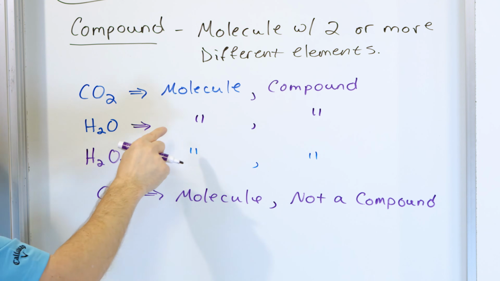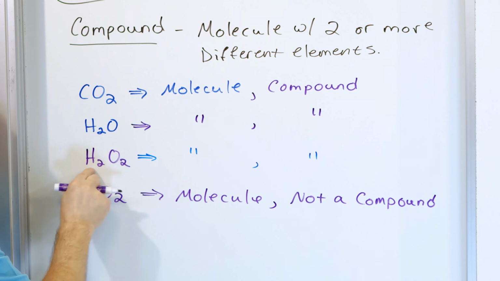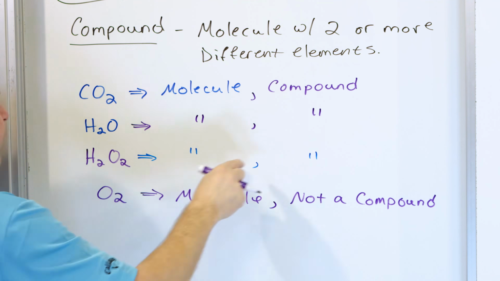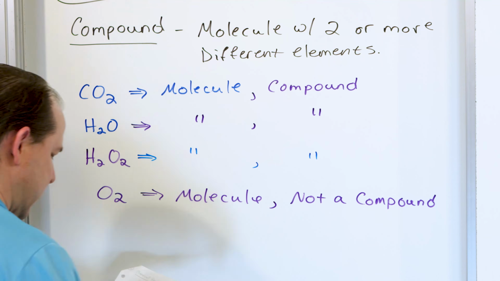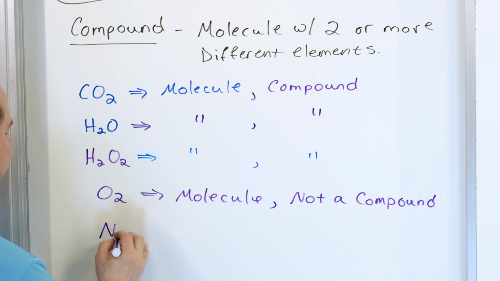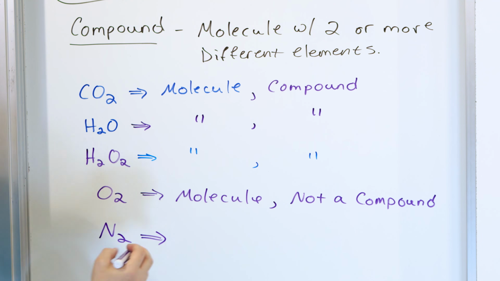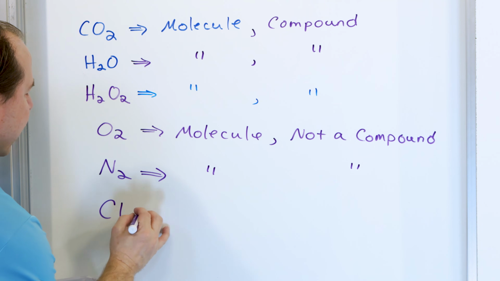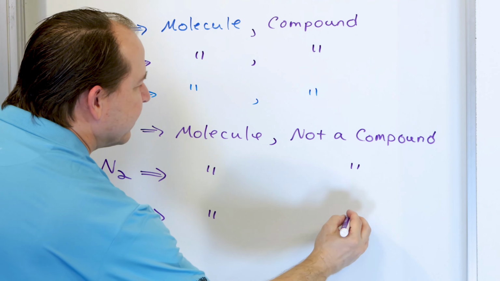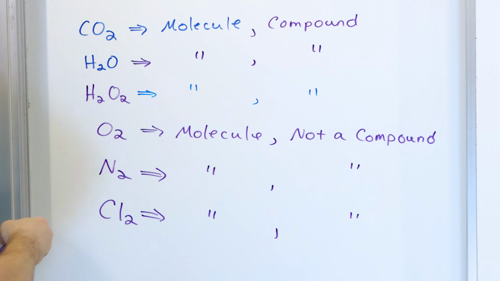These are different. They're stuck together, so it's a molecule and a compound. These are different, so it's a molecule and a compound. These are the same atom, so it is a molecule, but it's not a compound, right? What about nitrogen gas, right? Same thing. It's a molecule and not a compound. What about chlorine gas? Well, it's a molecule, but it's also not a compound.